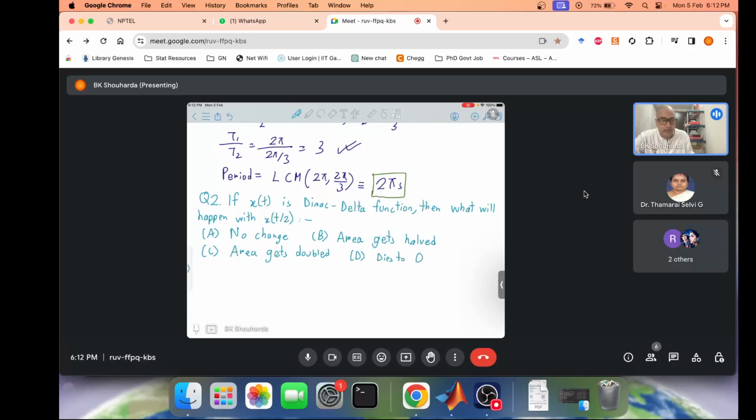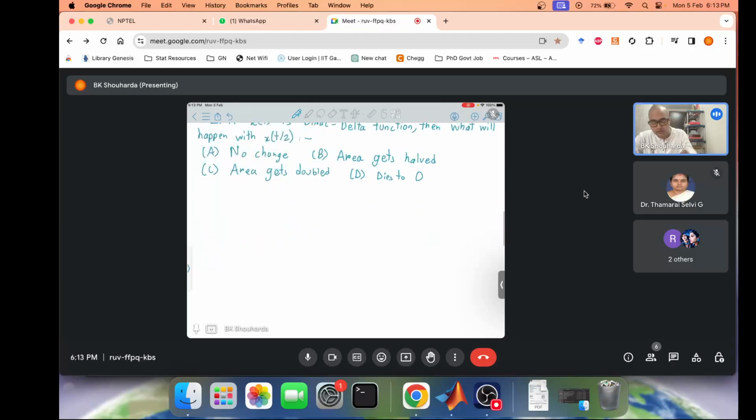So this is actually a question that pertains to the property of the Dirac delta function, which we learned in the previous week. What was that property? The property was delta of at is 1 by modulus of a delta t. And what was the second property? The integral of the Dirac delta function over the entire time range is 1. That means the area under the Dirac delta function is 1.